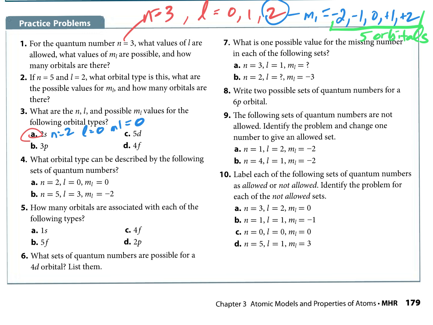Let's have a look at 4b. What is the orbital type for this set of quantum numbers? It says n equals 5, L equals 3, and ML equals minus 2. The first thing we can do is figure out what shaped orbital it is. If L equals 3, that corresponds to having an F-shaped orbital, because 0 is S, 1 is P, 2 is D, 3 is F. To figure out how big this F orbital is, I look at the n value. That electron's moving in the 5th energy level, so it's going to be a pretty big F orbital. We would call it the 5F.